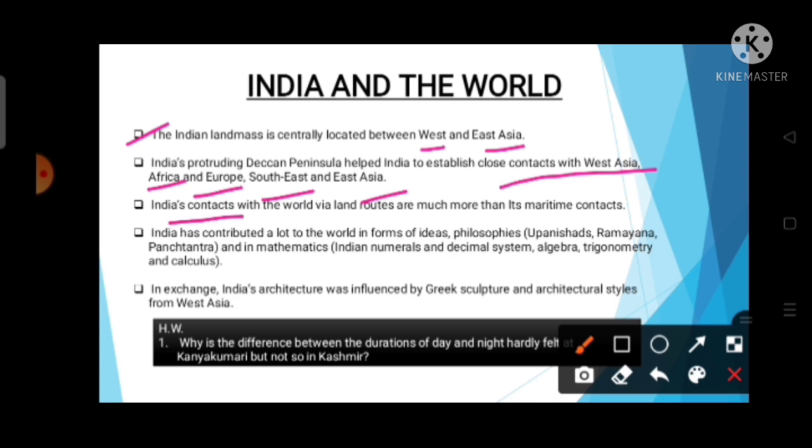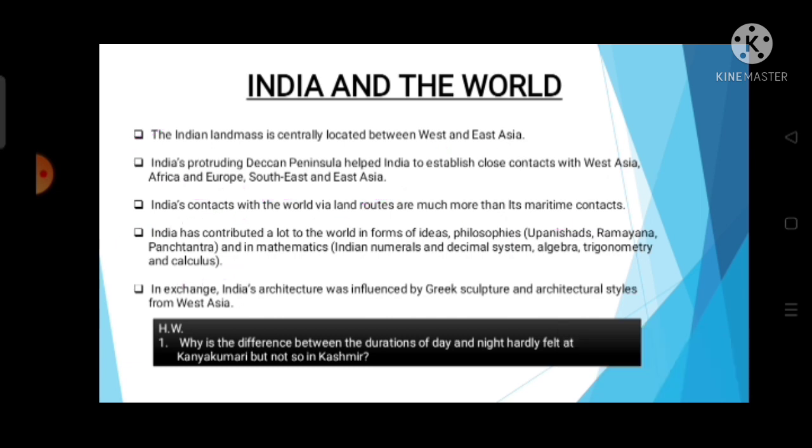India's contacts with the world via land routes are much more than its maritime contacts. India has contributed a lot to the world in forms of ideas and philosophies like Upanishads, Ramayana, Panchtantra, and in mathematics like Indian numerals, decimal system, algebra, trigonometry, and calculus.